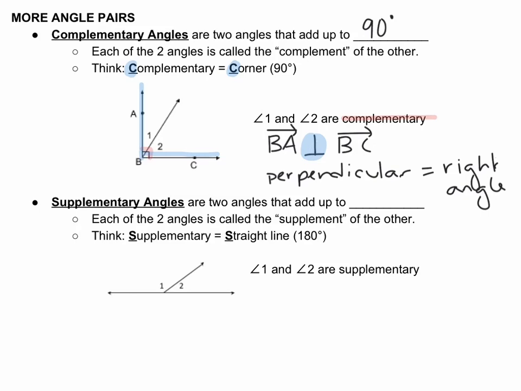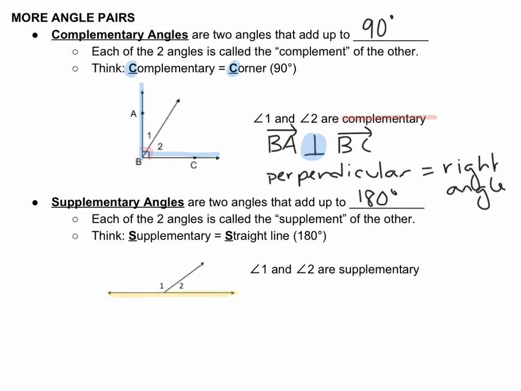And the last pair of angles for today are supplementary angles. These are two angles that add up to 180 degrees. So think kind of like a linear pair. In this diagram, you can see they form that straight line, that 180 degrees. So we would say angle 1 and angle 2 are supplementary. They add up to 180 degrees. And angle 1 is the supplement of angle 2. Angle 2 is the supplement of angle 1.